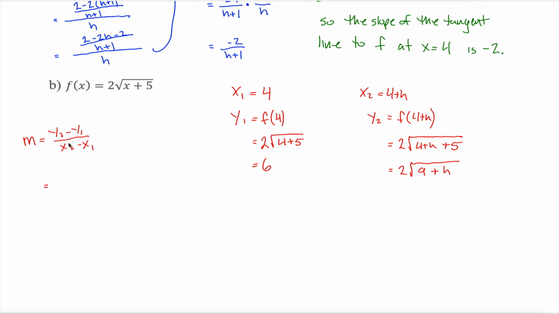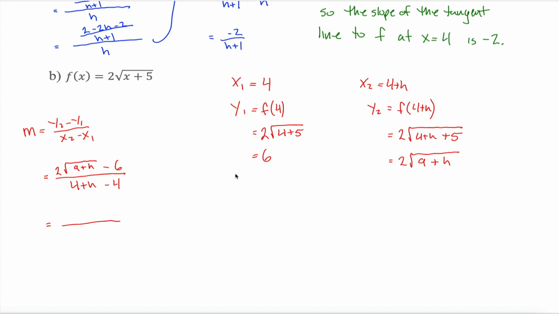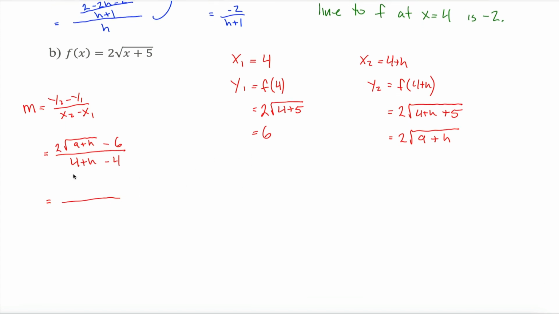The slope formula is y2 minus y1 over x2 minus x1. And I now have y2, y1, x2, x1. So I just go plugging in. I got 2 times the square root of 9 plus h, minus 6, divided by 4 plus h minus 4. Note that just like we've seen in the previous 2 examples, there's some low-hanging fruit. In the denominator here, this positive 4 and this negative 4 cancel, and I'm left with just an h.